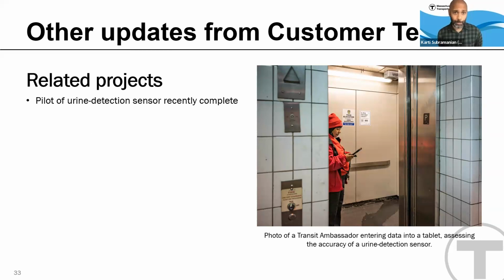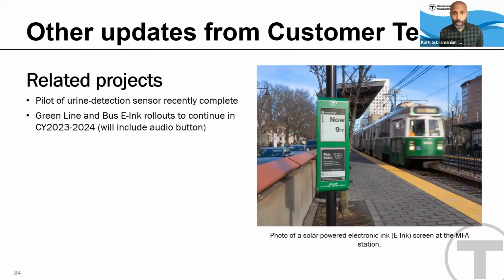So I'll just give you a quick update on some other projects that are related to this. As Judge King mentioned earlier, we've recently wrapped up a pilot of a urine detection sensor. The pilot report is available on mbta.com. Next slide, please. After some delays with supply chains and contractual matters, we are back to our expansion of solar-powered e-ink signage at Green Line surface stops and bus stops. We hope to continue that later this year in 2023 and 2024.